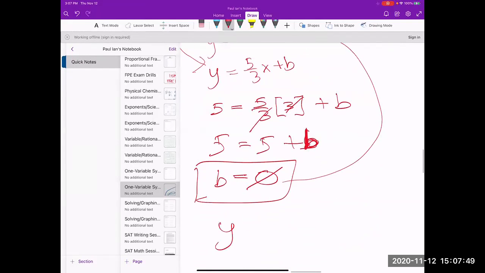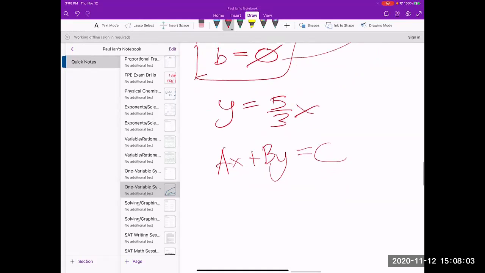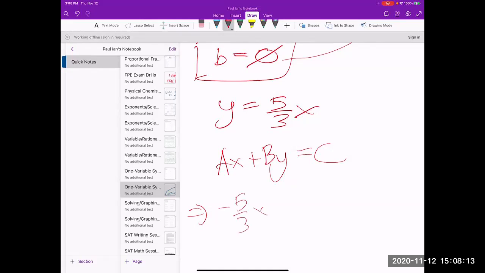For your slope-intercept equation, it's 5/3 x without a b, right? So how do you get this in the form of ax plus by equals c? How do I get that form? Minus 5/3x. Okay, so I'll put that on the other side, right? And what happens to the right hand side? This guy. What happens to this guy?